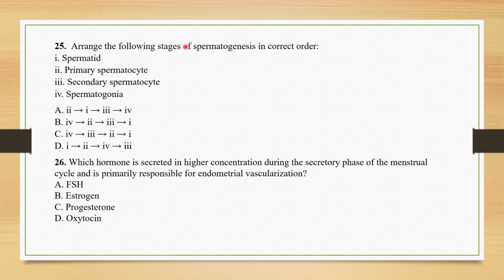Arrange the following stages of spermatogenesis in correct order. Spermatid, primary spermatocyte, secondary spermatocyte, spermatogonia. Yeah, this is one simple question. So here what happens? What is the right order in this flowchart? It will be option B, that is spermatogonia, then primary spermatocyte, followed by secondary spermatocyte, last forming the spermatid.